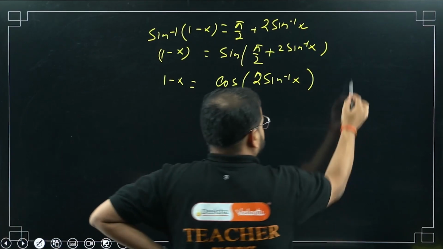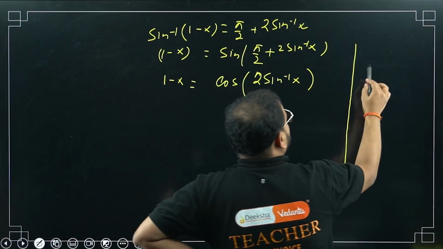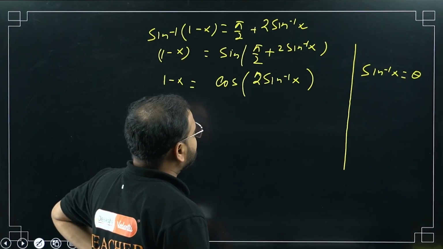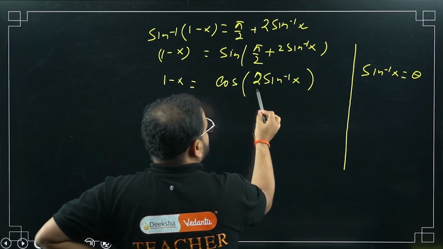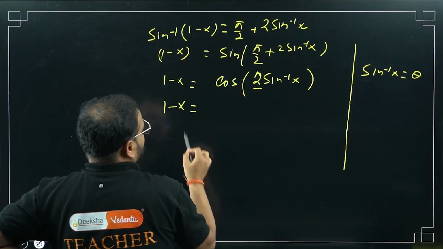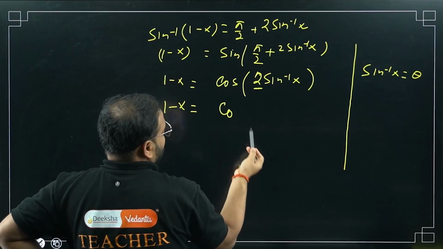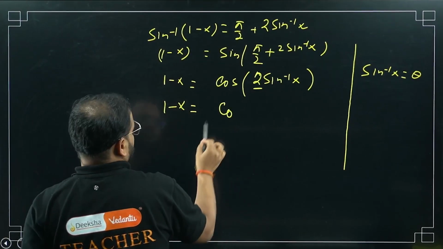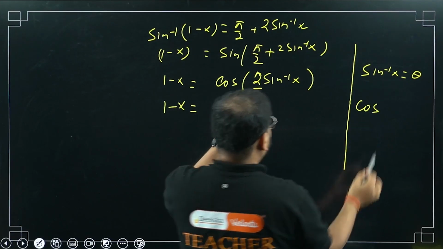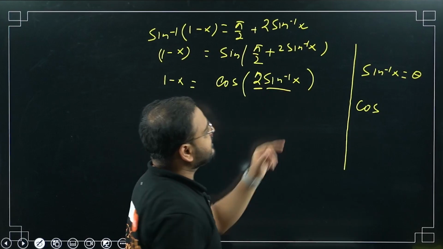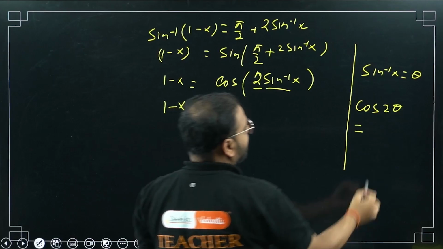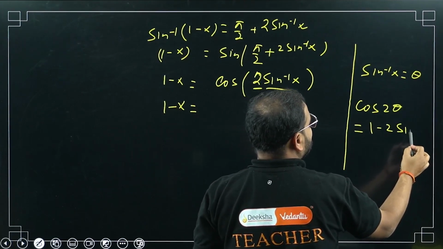Now do one thing, I'll show you. Take sine inverse of x as theta. I'm talking about only the RHS side. This will become cos 2 into theta, so cos 2 theta. What is the formula for this? 1 minus 2 sine square theta.